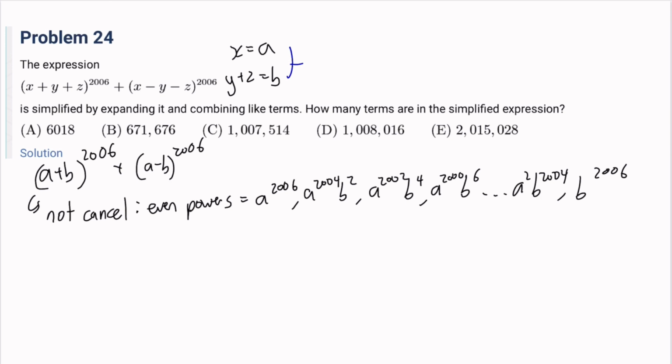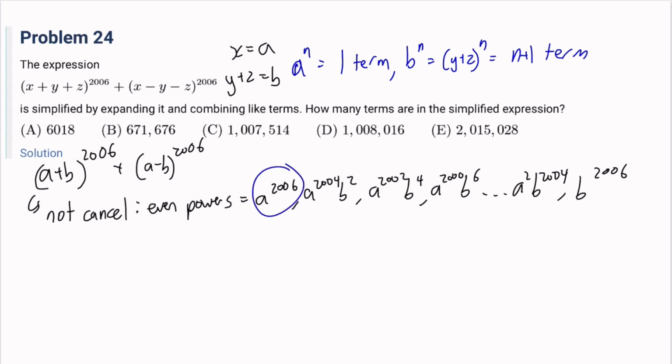And so if we look at the number of terms for a's and b's, since a is just x, a to the nth power is just going to have one term. B to the nth power is y plus z to the nth power, so this means that there are going to be n plus 1 terms. So that's going to be the multiple of the number of terms. This is going to be 1 times n plus 1, and since n is 2, it's going to be 3.